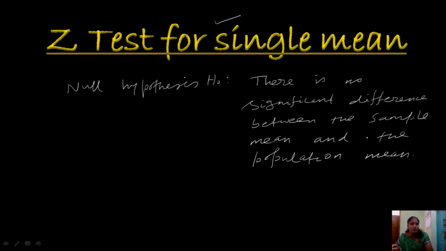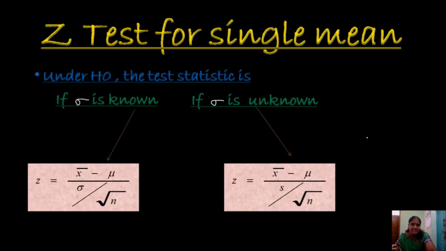Before we discuss the alternative hypothesis in detail, let me have a look at the test statistic used in the z-test. Under the null hypothesis H naught, the test statistic is z equal to x bar minus mu over sigma by square root of n.